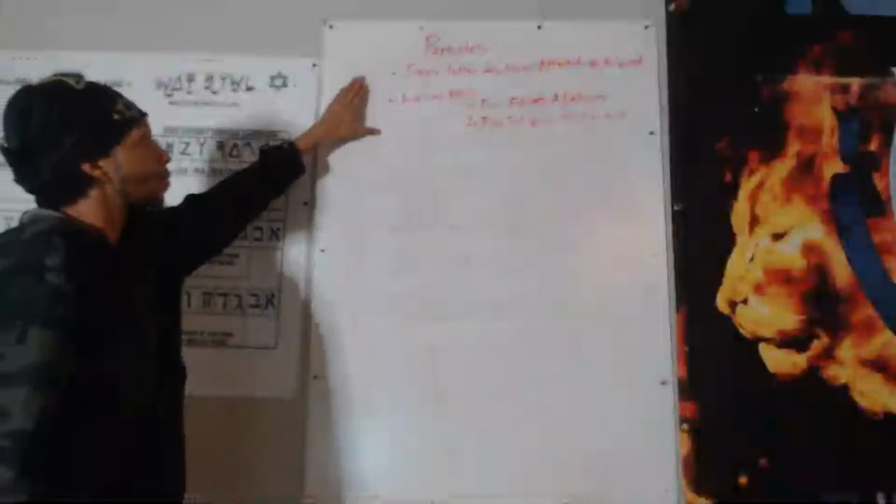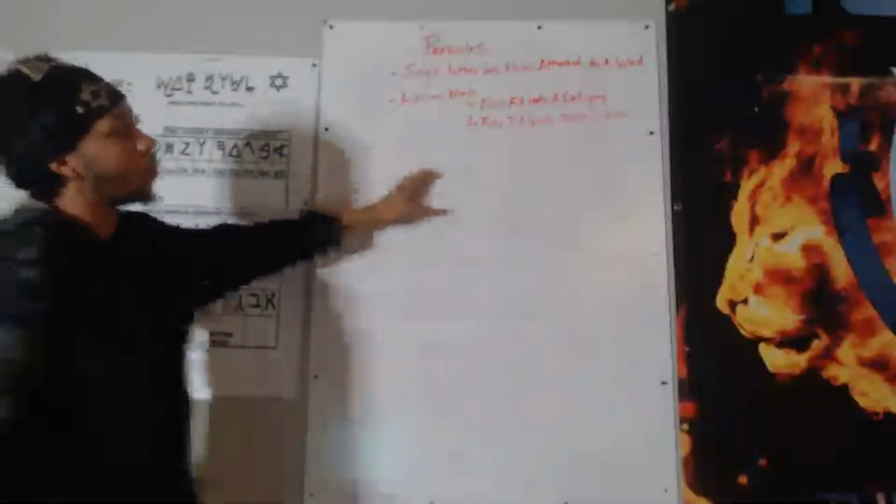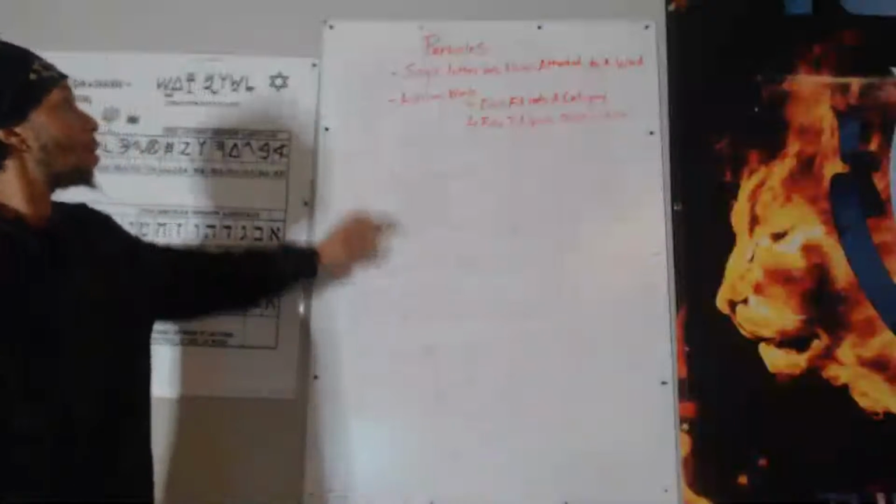The first thing I'm going to go over is called particles. What particles means is pretty much a breakdown of what we're going to go over for the majority of the class. To break it down in simple terms, single letters are always attached to a word. Auxiliary words means something that is connected to another word. Do you know how we do the connectors? That is an auxiliary word where it's connected. Also, it can be an action word as well.